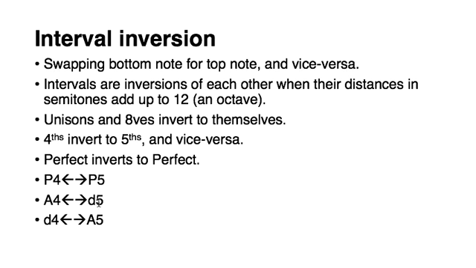Augmented fourth inverts to diminished fifth, right? So these two are tritones. And it's really special because not only do they invert to each other, but they are also enharmonic equivalents of each other. Another reason why tritones are so special. And a diminished fourth inverts to augmented fifth and vice versa.